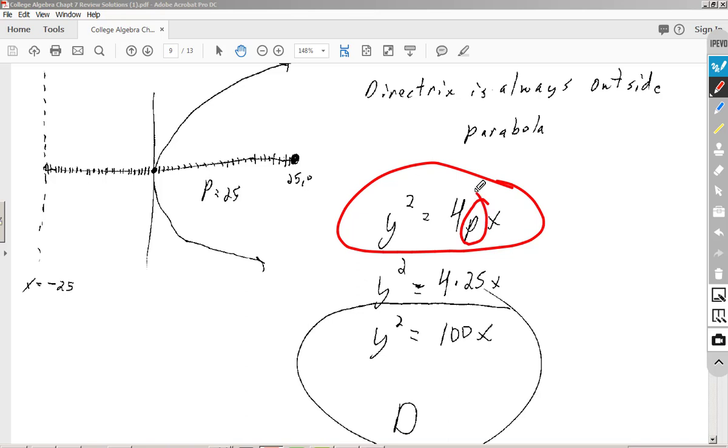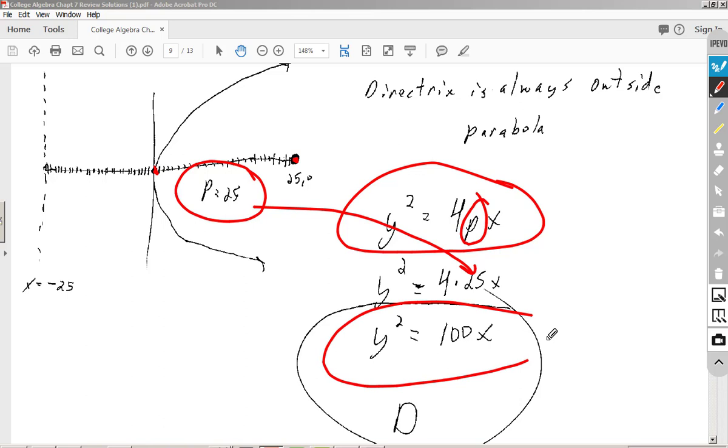Well, remember, p is the distance from the vertex to the focus. It's also the distance from the vertex to its directrix. So that means that my p is going to equal 25. I substitute it in my equation. I get 4 times 25, and 4 times 25 is 100. My equation is going to be y squared equals 100x. So that answer is going to be D.